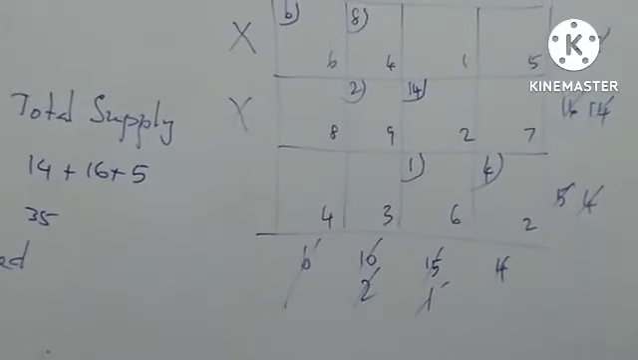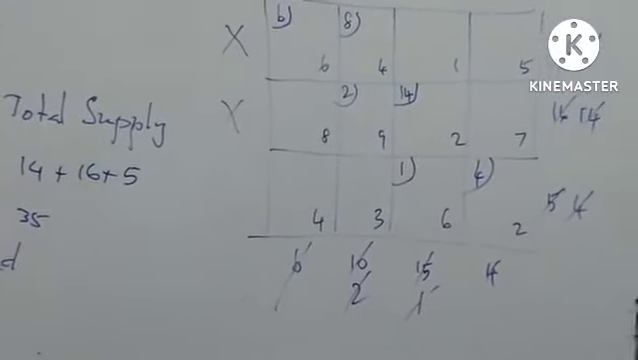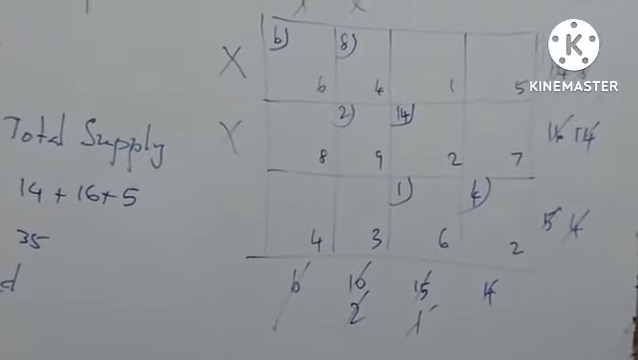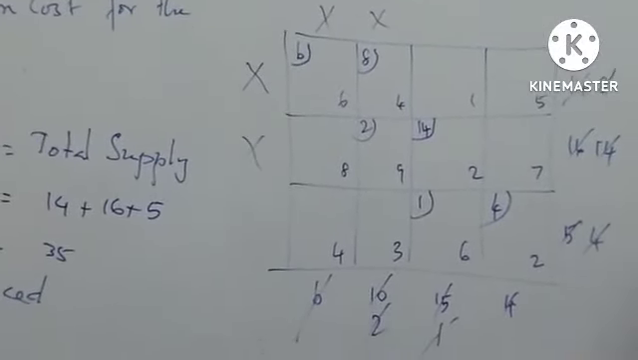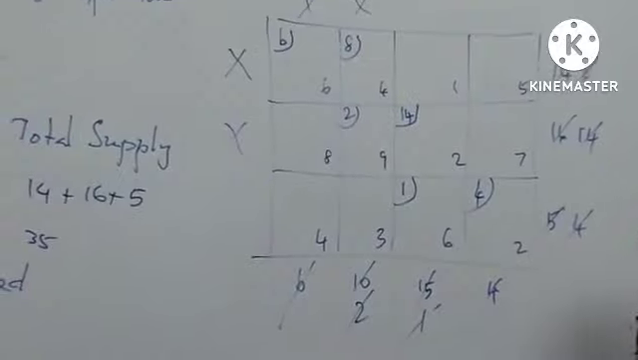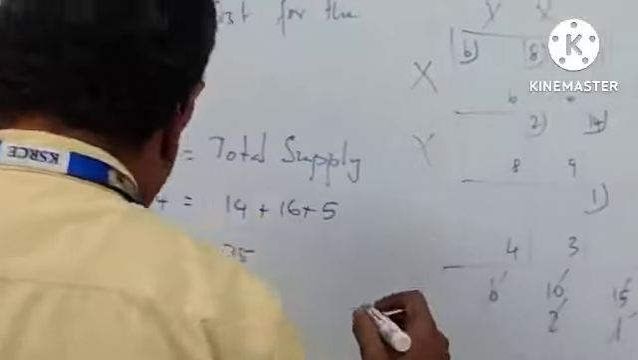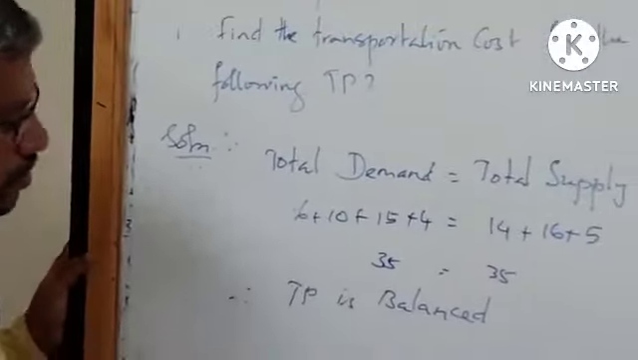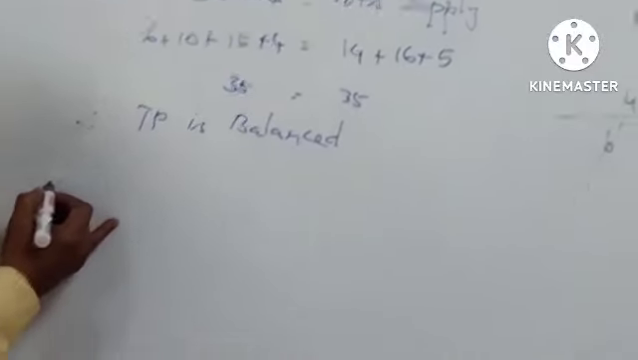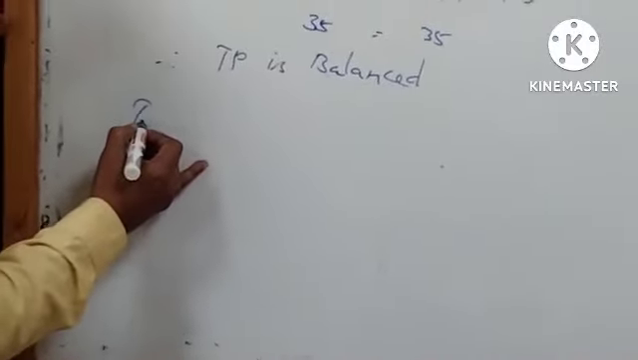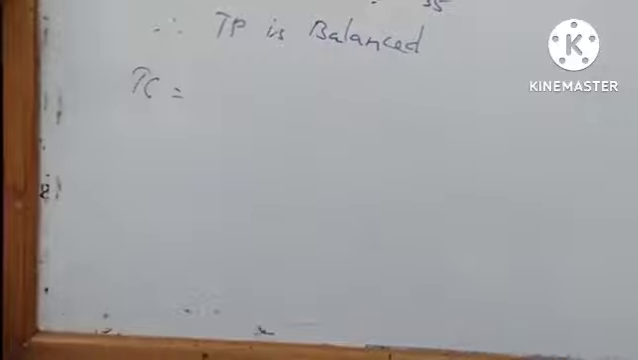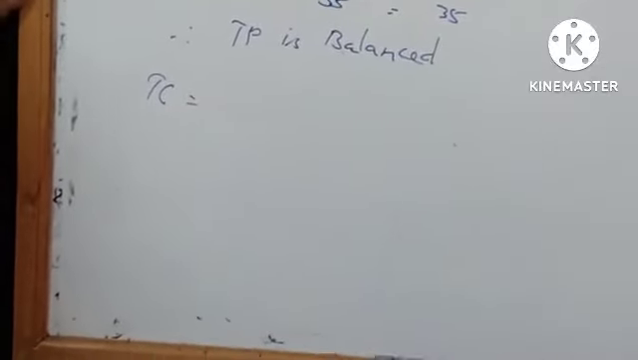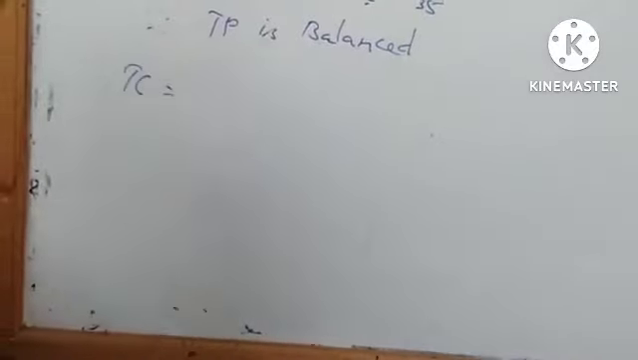This is the basic fundamental procedure to solve a transportation problem by using the northwest corner. The problem is still not yet completed, but one more small calculation: total TC, total transportation cost. How do you calculate the total transportation cost?